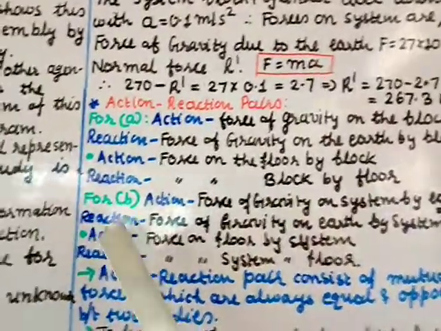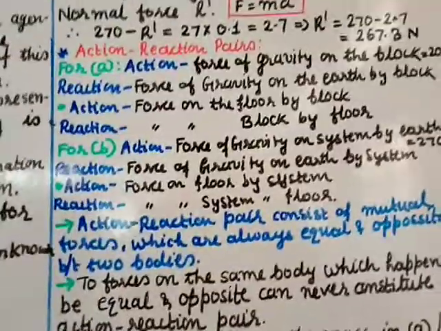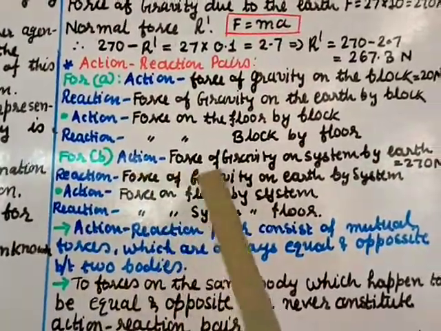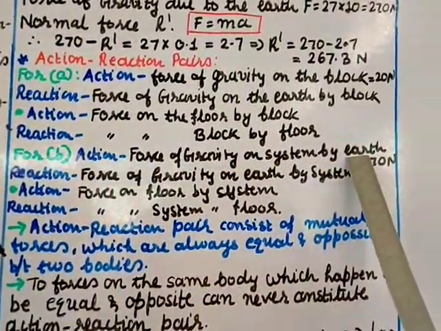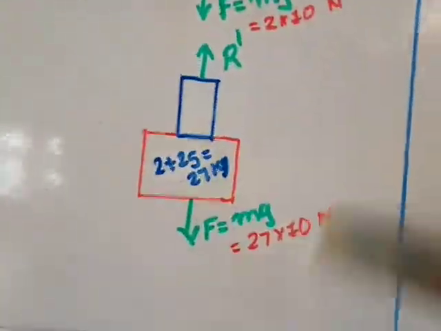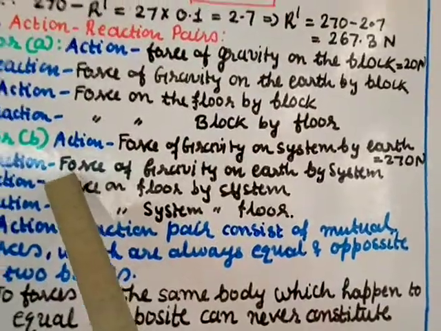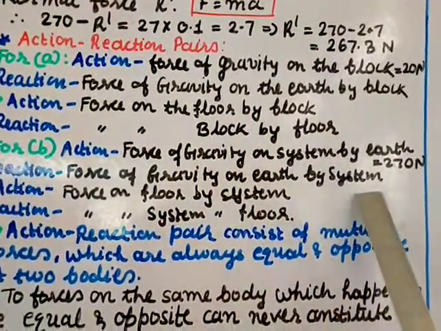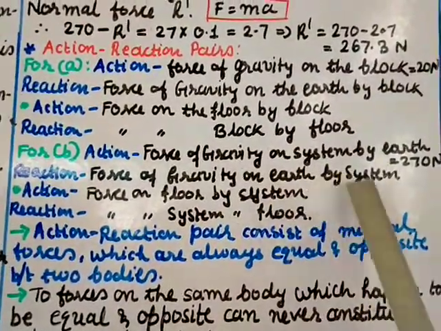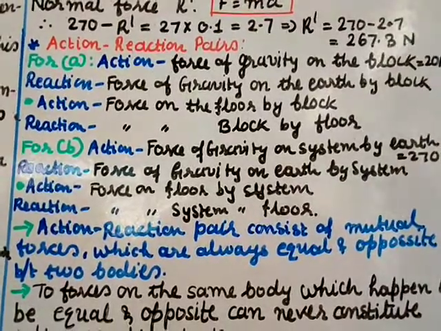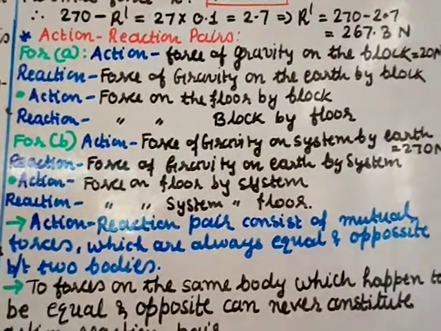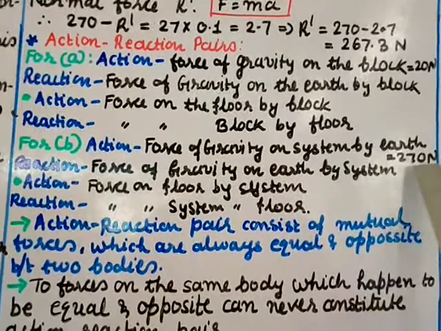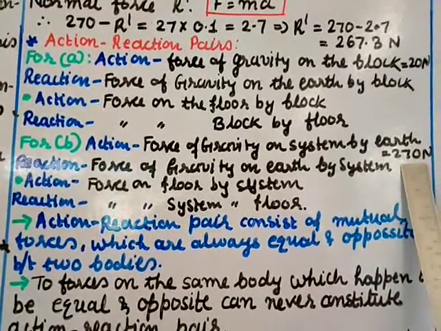Okay, in part B, that is here. In this situation, the action, if you are calling force of gravity on the system by earth, that is 270 Newton. So that is this one. Then the reaction, you can say force of gravity on earth by system. The system also exerts some gravitational force on the earth, so that force also will be equal to 270 Newton.